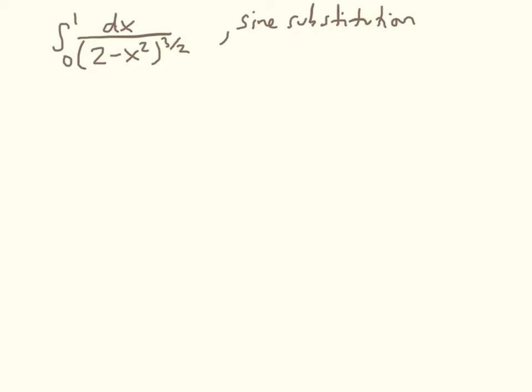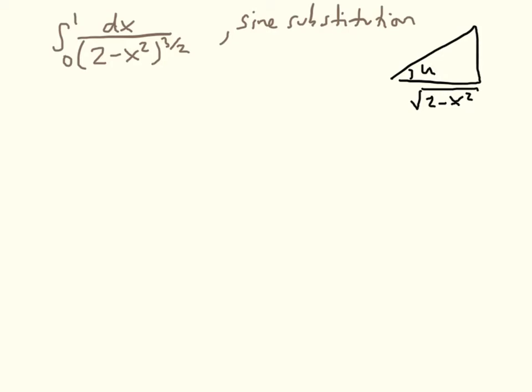So let me draw a triangle here. We're going to call this angle u, doesn't matter what we call it, of course. And if we make the right sine substitution, then this factor here of 2 minus x squared is going to naturally appear. So let's assume that the side here has length square root of 2 minus x squared.